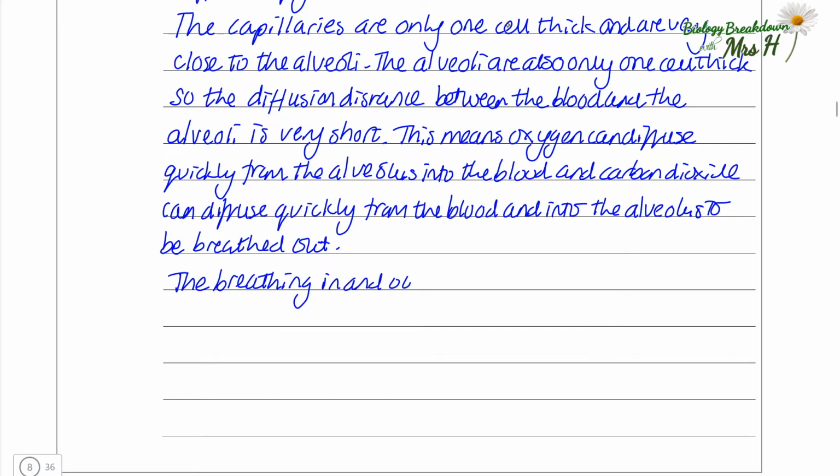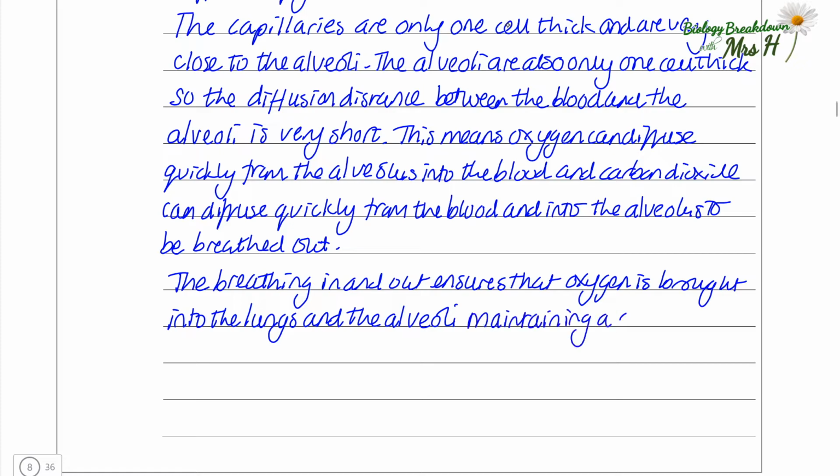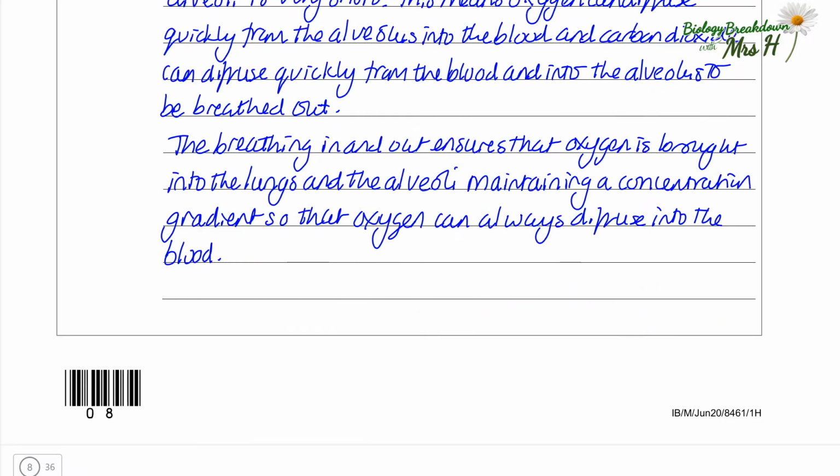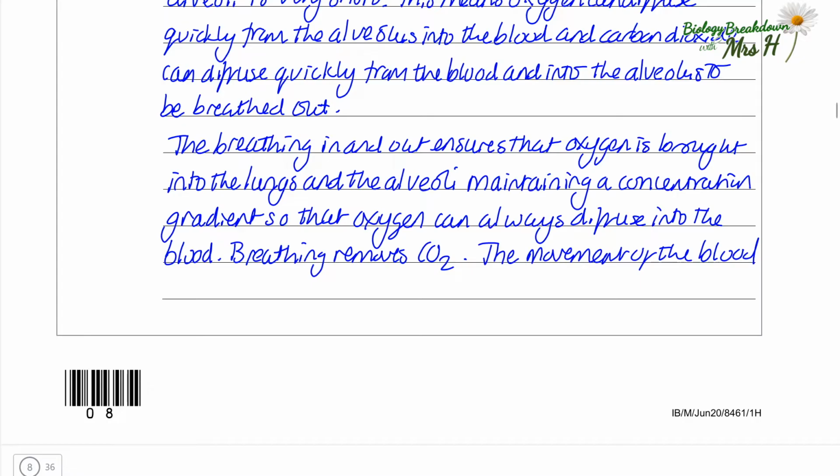The breathing in and out ensures that oxygen is brought into the lungs and the alveoli, maintaining a concentration gradient so that oxygen can always diffuse into the blood. Breathing removes carbon dioxide. The actual movement of the blood in the capillaries maintains a concentration gradient. So if you think about it, as the oxygen diffuses into the blood, it will bind with the hemoglobin, won't it? And as the blood moves along, the next bit of blood is quite low in oxygen concentration, so oxygen can move from the alveolus into the blood and so on and so on.